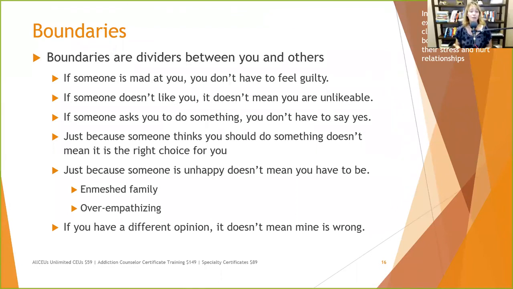If you have a different opinion, it doesn't mean mine is wrong. So these are all boundaries that we talk about, and then we go back and talk about each one in terms of, if you didn't respect this boundary, if you changed your opinion just because somebody told you you were wrong, even though you thought you were right, how might that hurt your relationships? How might that hurt your self-esteem?